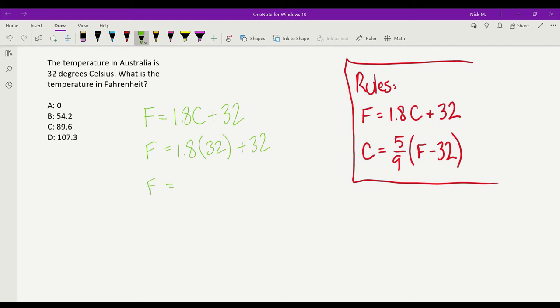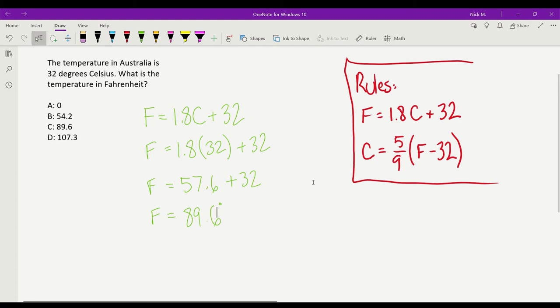Now I've done this beforehand, so I have it written down, but this is where you'll probably need a calculator, unless you're a magician and can do 32 times 1.8 in your head efficiently. So what I have here is 57.6 plus 32, which means Fahrenheit equals 89.6 degrees. Which, if we look over here, you can see that it's answer C.